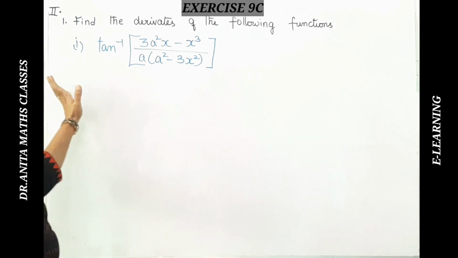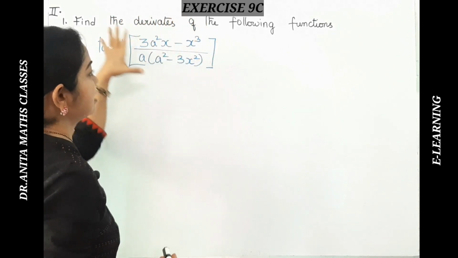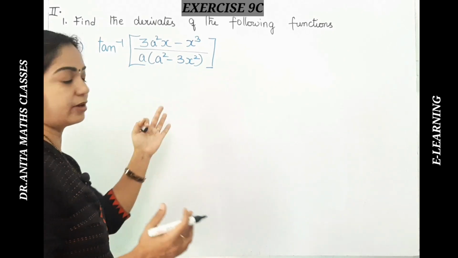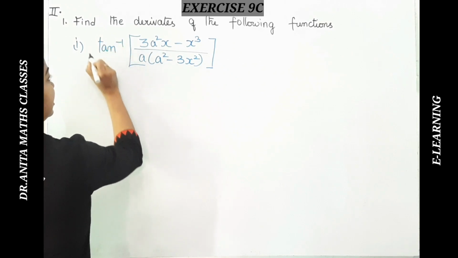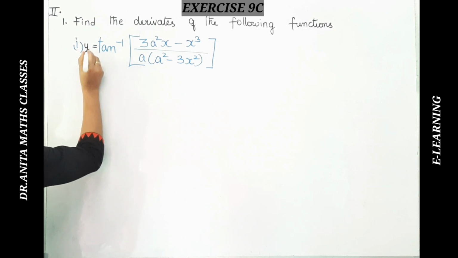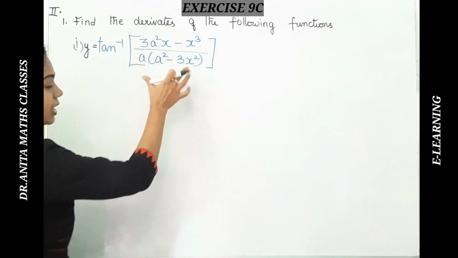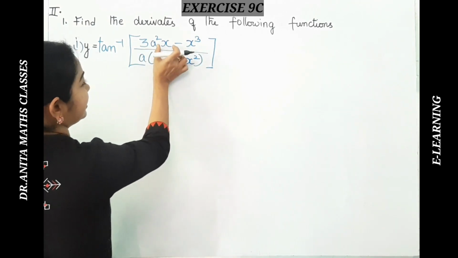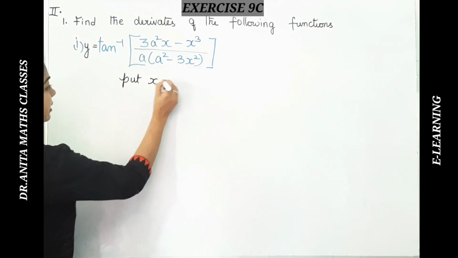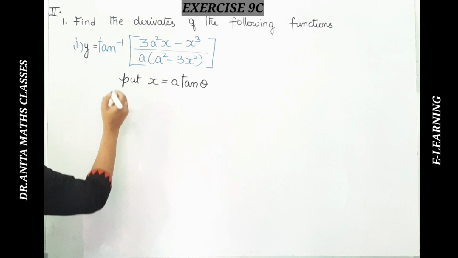These problems are based on the trigonometric ratios also, because we can see they are in some fashion of the trigonometric formula. So we will identify that formula and insert it so that the inverse will be cancelled off. Let me take this as y. So we have to find dy by dx. But before that we will resolve this into one of the trigonometric functions. Now we'll put x as a tan theta, because we have a also here. So let me substitute there.